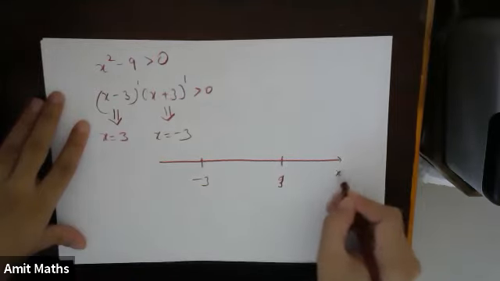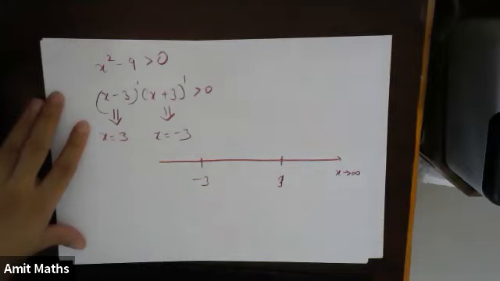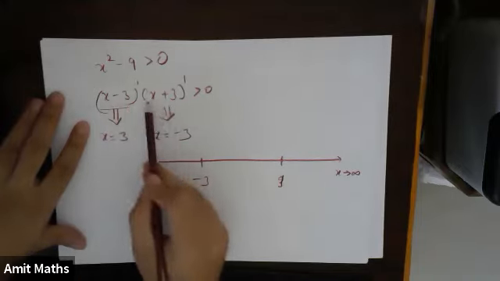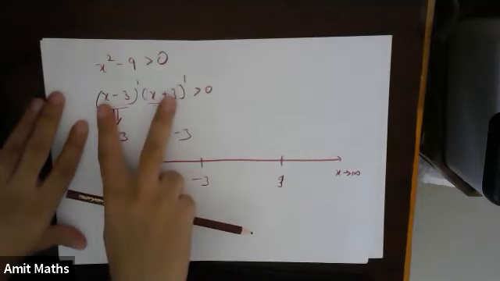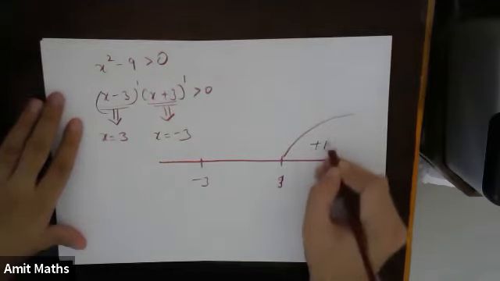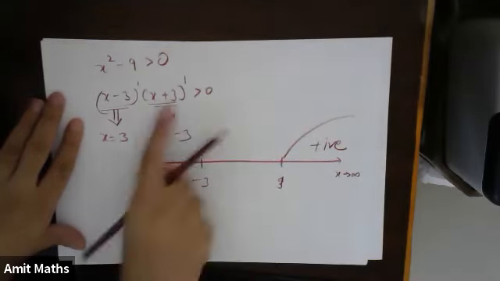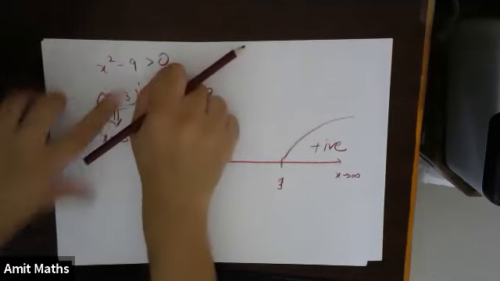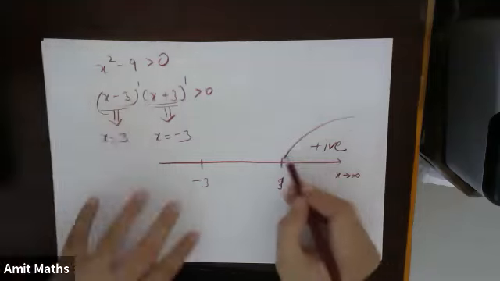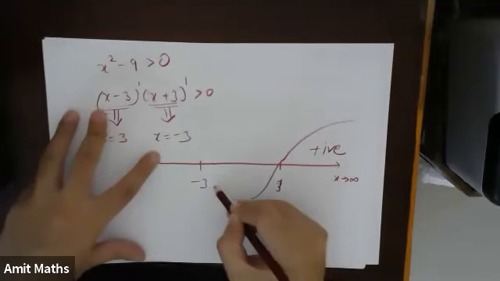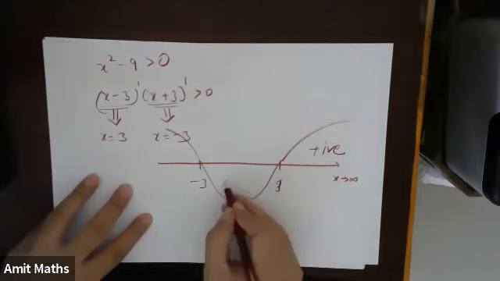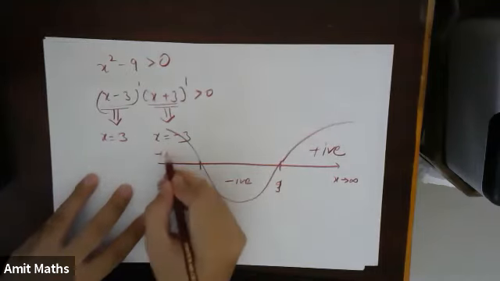Now at x tending to infinity, this part will be positive. So both are positive. So that means positive. Now for 3, the power is odd, so that means it will change sign. Again for minus 3, the power is odd, that means again it changes sign. So that means positive, negative, and positive.